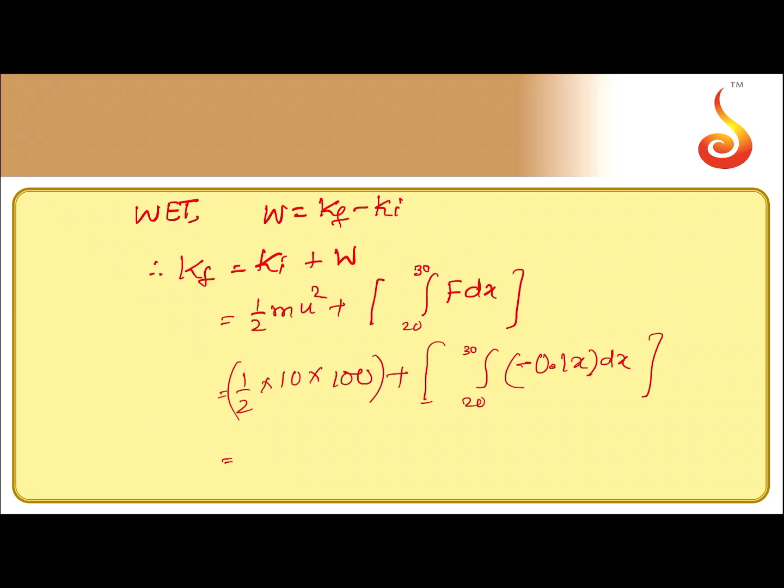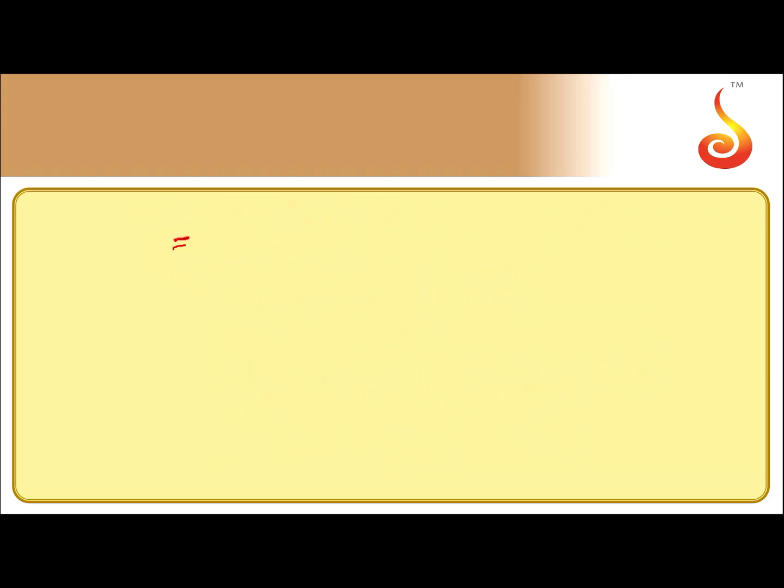So this is nothing but 500 plus, and you know this is 0.1 with a negative sign. Integral x dx is x square divided by 2. So I am writing it here 20 to 30, and this becomes how much? You can simplify it further. This becomes 475 joules. So final kinetic energy is equal to 475 joules.